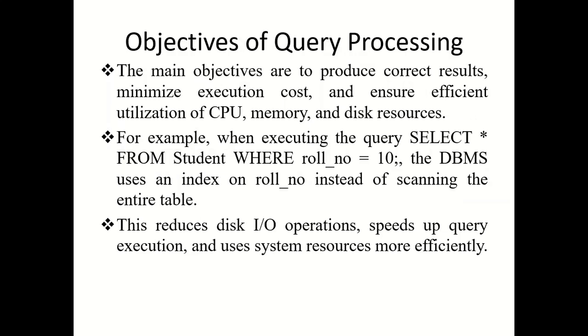Next, the objective of query processing. The main objective is to produce a correct result, minimize the execution cost, and efficiently utilize the CPU, memory and disk resources. For an example, when executing the query select star from student where roll number equal to 10, the database can use the index on the roll number instead of scanning the entire table. This reduces input output operations, speeds up query execution, and uses system resources more efficiently.